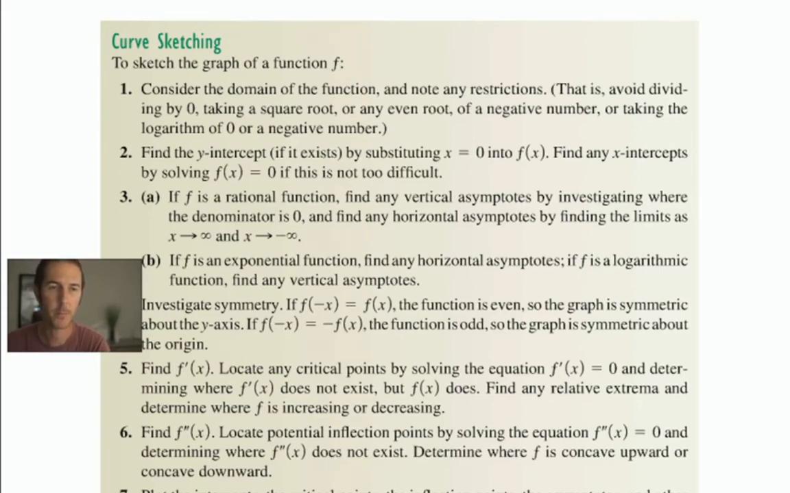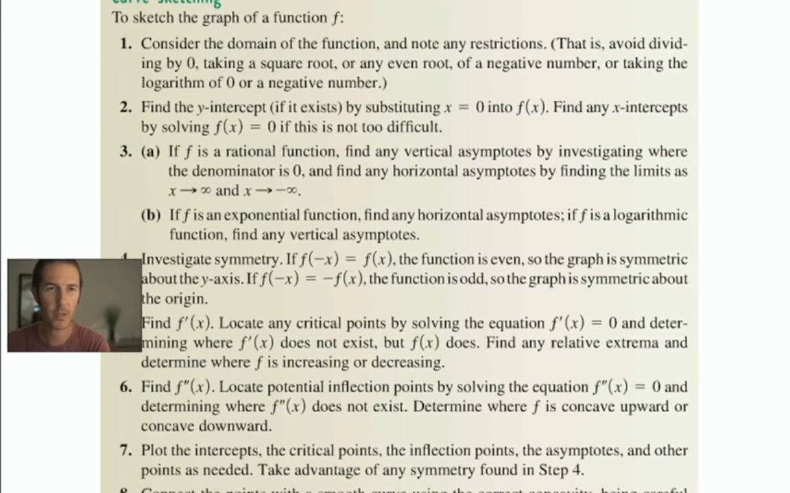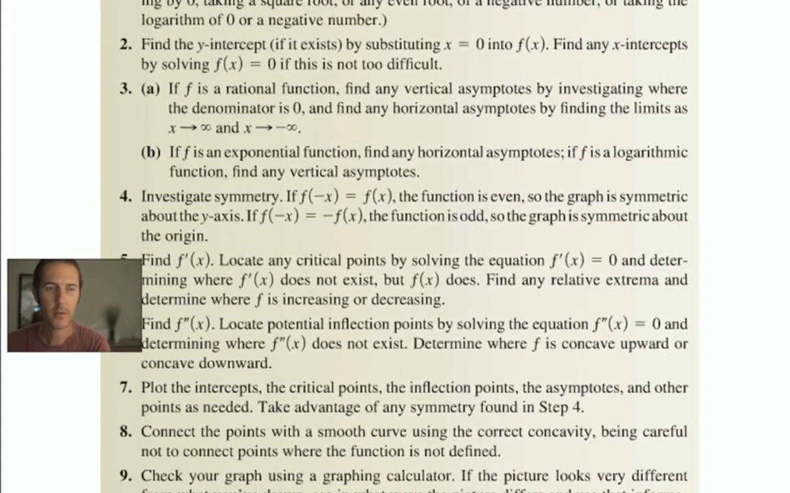So be careful there. We can find y-intercepts. We know that we find the y-intercept by plugging in an x value of 0. We can find x-intercepts by setting our original function equal to 0, if that's not too difficult. Sometimes it's a little bit too cumbersome and ends up being a very time-consuming process.